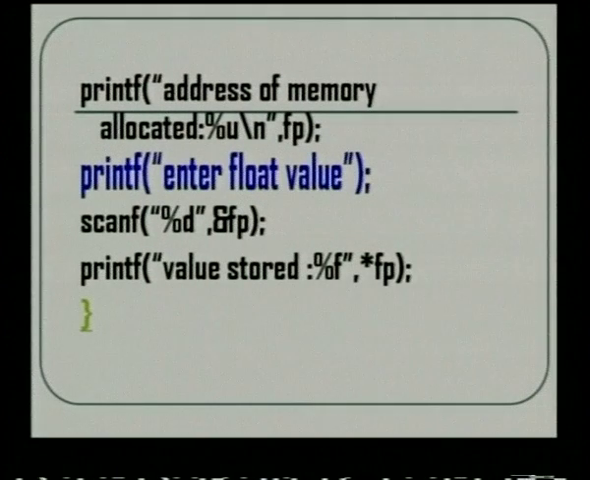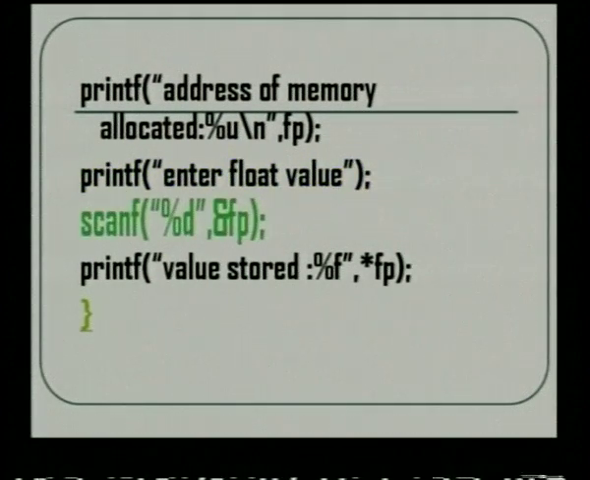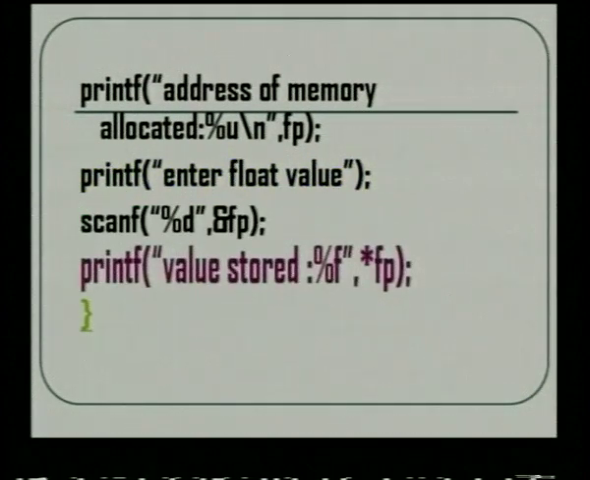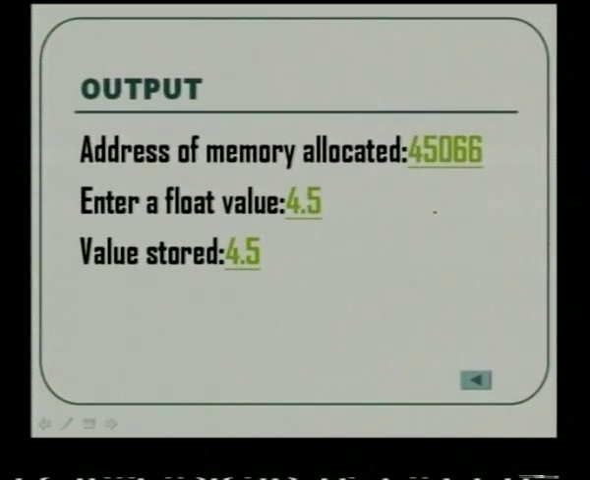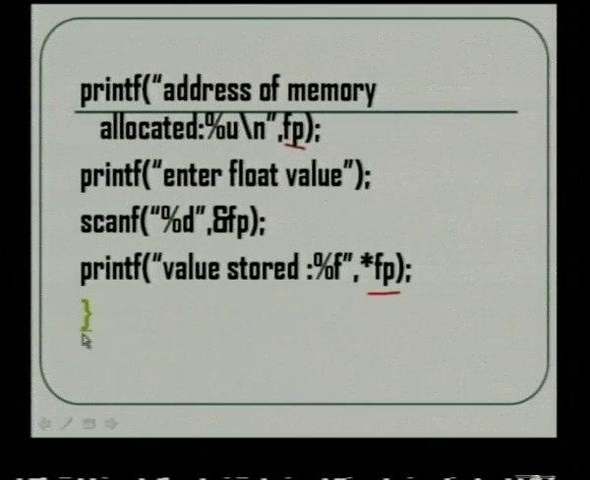Then we are entering a float value, we are accepting that value, and now we want to see the value that is stored at that address. That is why here we are simply using the variable fp to get the address. Here we are using pointer fp to get the value. So, this is how the value is printed. First the address is printed, then the float value that we have entered, so the value is stored correctly at this particular address. So, this is how we use malloc functions in the dynamic memory allocation functions in the C programming language.